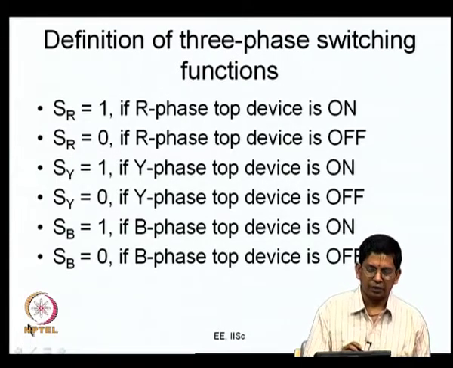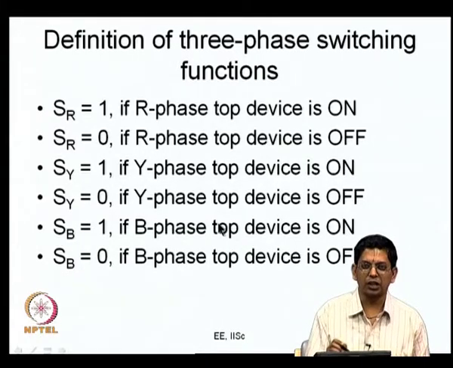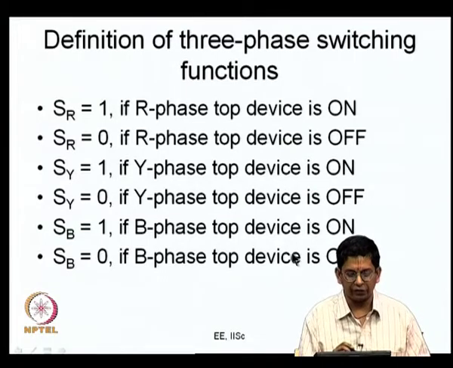And similarly, SY is equal to 1 if the Y phase top is on, and SY is equal to 0 if the Y phase bottom is on. Similarly, you have SB equal to 1 or 0 depending on whether the top device or the bottom device is on. So, you have the 3-phase switching functions which have now been defined.